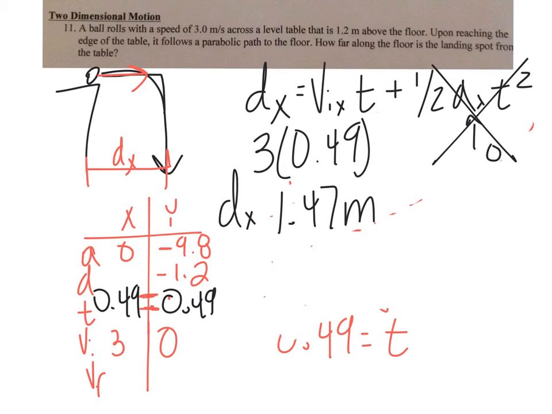All right, so the last part's pretty easy. To recap, we filled out our chart with what we know. We used the y information and our distance formula to find our time, because our time is the same in both columns. So then we could use that time to find our horizontal distance, because all we want to do is multiply our initial velocity times our time. So that got us our answer.